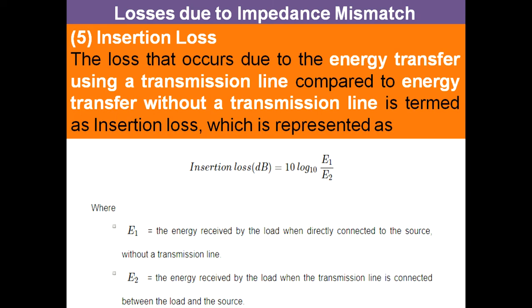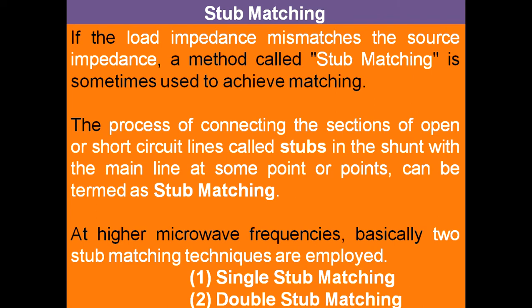That is called the insertion loss, which is given by E1 by E2, where E1 is the amount of energy received without the additional insertion equipment, and E2 is the energy received in the receiver after inserting the particular device. That is the meaning. And now, the provision we have to reduce the impedance mismatch between any two points, the load impedance and the source impedance, is called impedance matching.